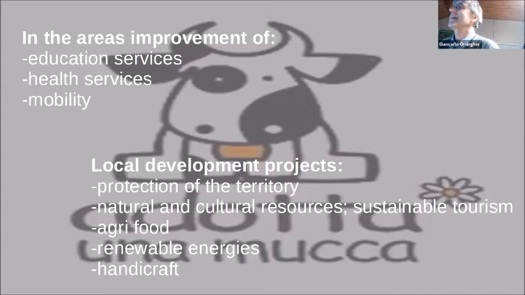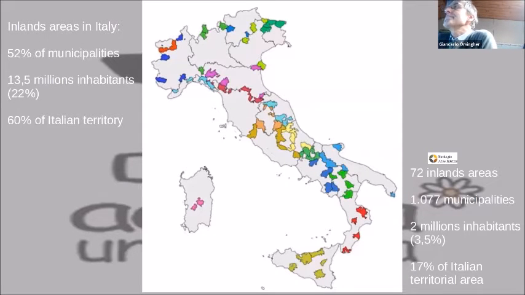What are the inner areas in Italy? These are areas with a high degree of depopulation, areas that are far from the big centers, that have difficulties related to mobility. And in Italy, we have more or less 60% of all the territory covered by this kind of areas. It means more or less 52% of all the municipalities in Italy, and more or less 22% of the inhabitants, 13.5 million inhabitants.